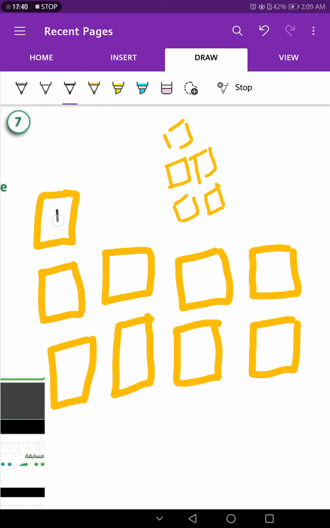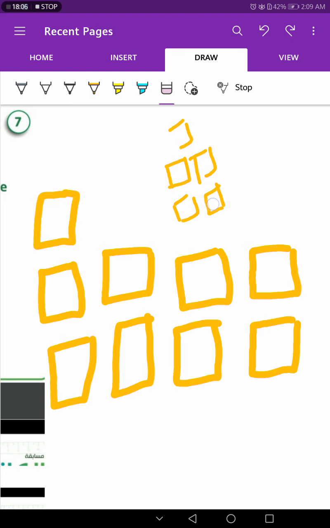Count. 1 2 3 4 5 6 7 8 9, I know it is 9, 10 11 12 13 14. Now how many pieces do I have? I have 9 and 5, 14. Okay, my dear students, let me complete the question. I explained this for a reason.